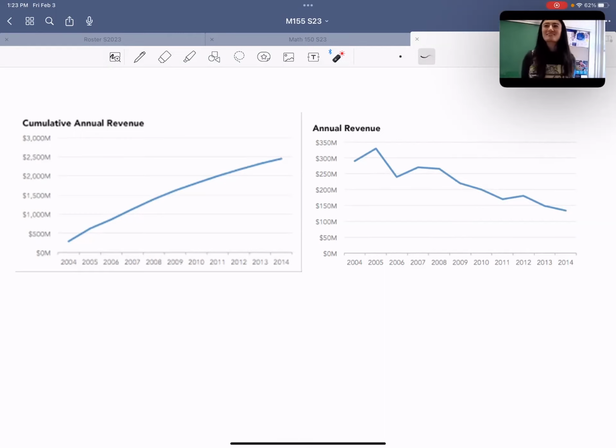This one's a little tricky. Alan, one of the graphs on the left says even the annual revenue, the other one is just annual revenue. Ooh, okay. So Alex says, look at this. The graph on the left says the word cumulative. What does cumulative mean?